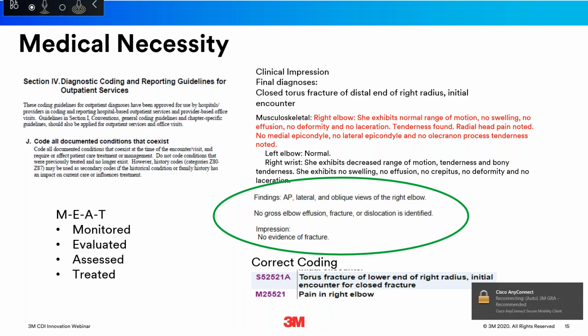So this patient's correct coding would be the torus fracture of the lower end of the right radius, initial encounter for closed fracture, but also pain in the right elbow. That pain in the right elbow meets medical necessity for the x-ray done of the right elbow. They would not have done an x-ray of the right elbow for wrist pain. So if it was wrist pain documented, you wouldn't, because that's integral to the fracture, but we have elbow pain in addition to the wrist.